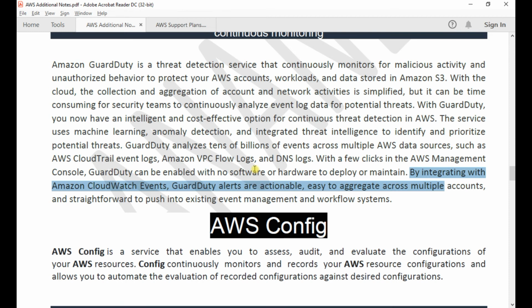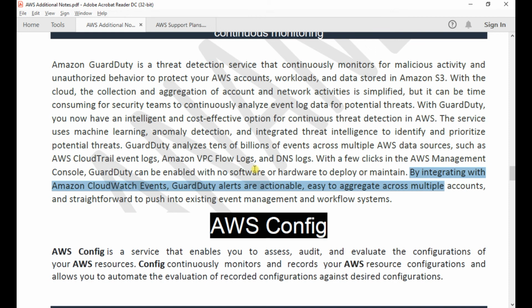Continuously monitors and records your AWS resource configuration. This is more important. Resource configurations, whatever the resources which you are using, all these things will be monitored, and allows you to automate the evaluation of recorded configurations against the desired configuration. So please remember, there are two here, recorded and desired.